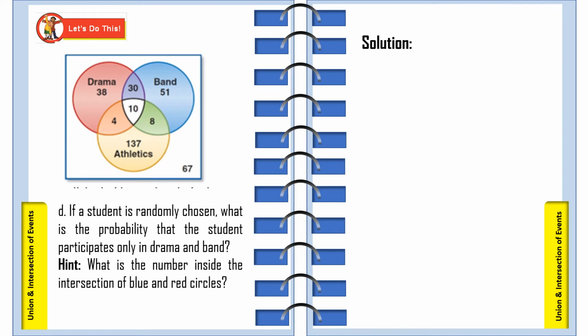Kasi, ang pinag-uusapan natin ay itong drama at saka itong band. Alin ba dito? Sabi daw dito, ang hint lang is tingnan lang daw yung intersection between the two colors, itong blue at saka itong red circle. Here, mayroon tayo ditong dalawang intersection, itong 30 at saka yung 10. Ngayon, alin ba dyan? Ang tamang sagot dyan is yung 30. Yung 30 ang correct answer. Bakit? Kasi ito yung number of students na kaparehas ito kanina sa 4 na equal din.